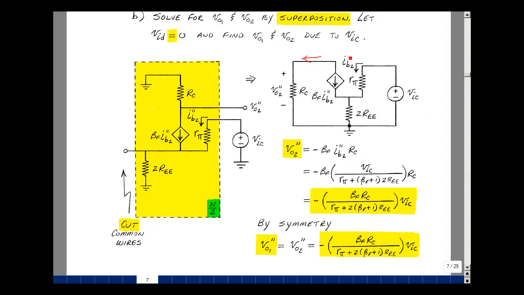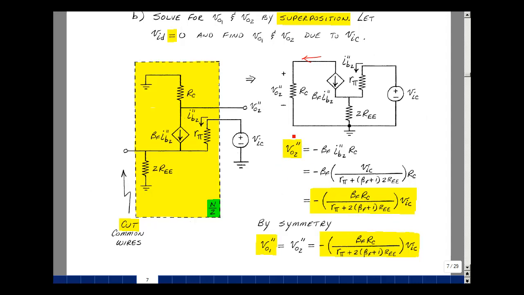Let's solve for I sub B2 double prime. The rise in voltage here is V sub IC. The drop is I sub B2 double prime times R pi. And then what's in here is beta F plus 1 times IB2 double prime times 2REE. So then solving that equation for I sub B2 double prime, we get V sub IC divided by R pi, and then 2REE multiplied by beta F plus 1. Bring this over here, bring the R sub C here and the beta F. Vout2 double prime due to VIC is equal to beta F RC over R pi plus 2 times the quantity beta F plus 1 times REE.